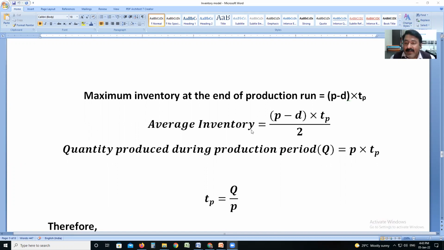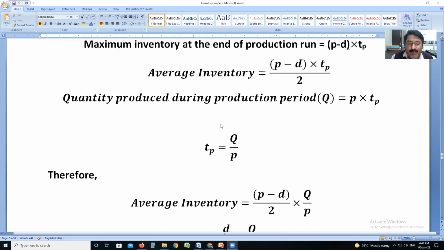Then what is average inventory? Maximum divided by 2. Or I will go in detail: maximum minus minimum, and minimum is 0. So it will become maximum divided by 2. So (P minus D) into TP divided by 2.